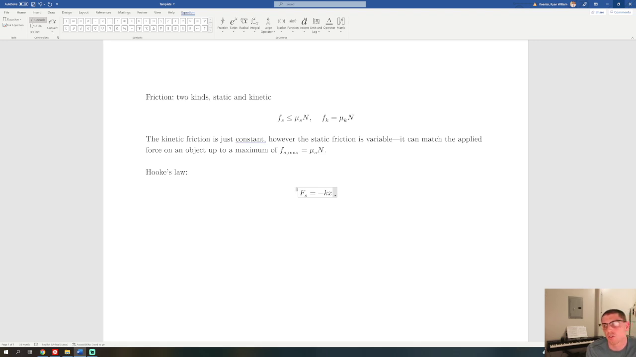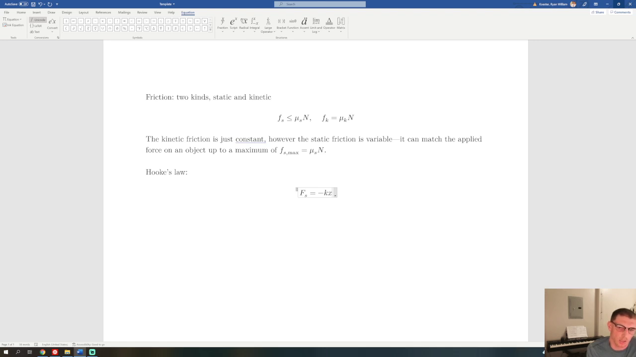This is what I would suggest you do for every problem you encounter that involves static friction. The first question you want to ask yourself is probably something like, can the applied force overcome the maximum static friction force? And that is, I think, what I want to say here. Now, okay, Hooke's law.